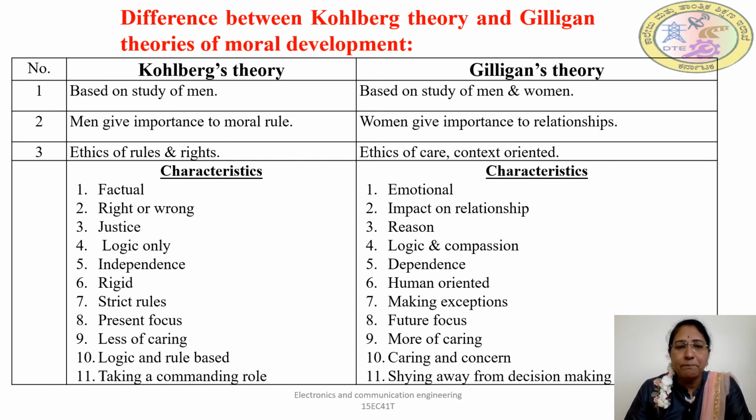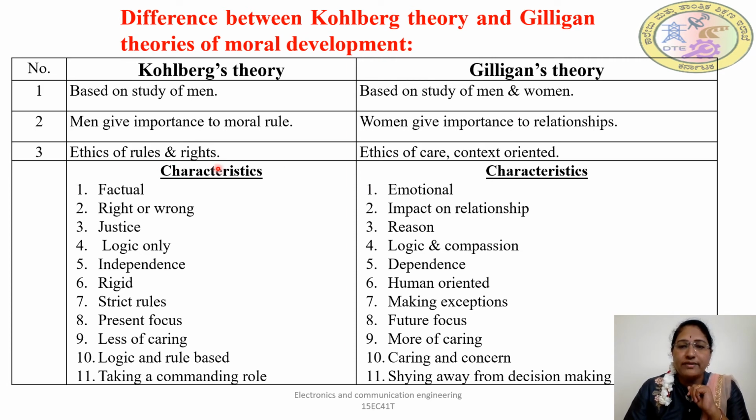Okay, so there is a comparison here between Kohlberg's theory and Gilligan's theory of moral development. You can see that the comparison will tell you the clear difference between the two theories. Kohlberg's theory is based on a study of men. Gilligan's theory is based on a study of both men and women. Men give importance to moral rules in Kohlberg's theory. Women give importance to relationships in Gilligan's theory.